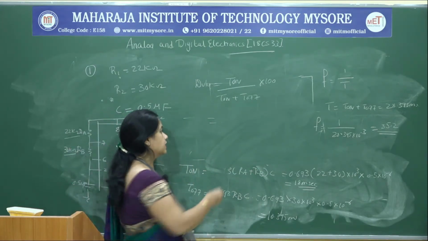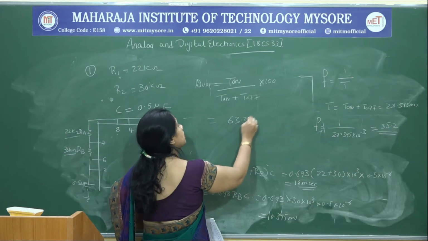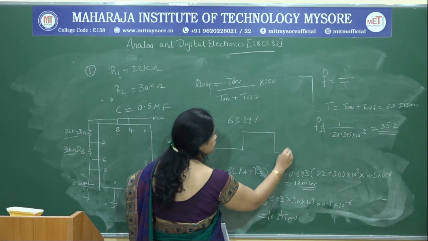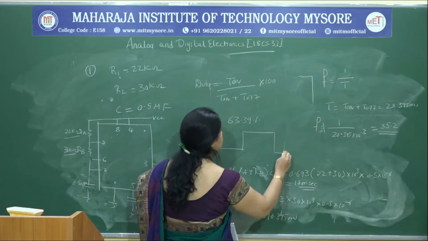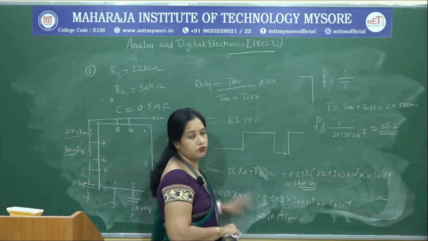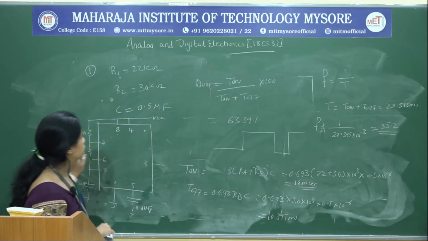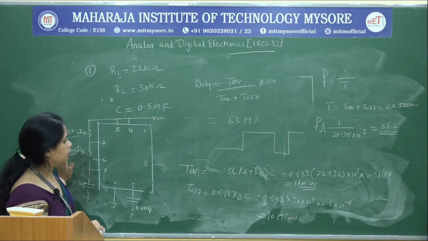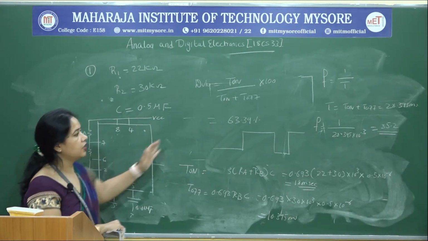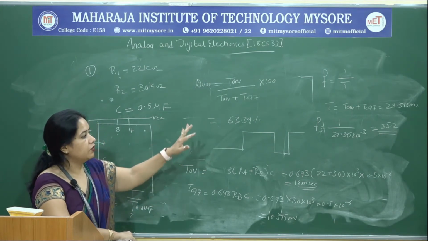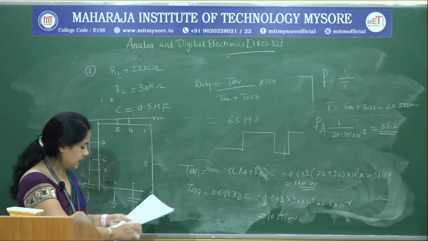So, it is going to be 63.39%. So, what it infers is 63% of the total time it is on, and remaining 37% it is off. So, this is the inference we have. For this particular problem, you are given the circuit parameters, circuit values, and you are asked to determine the on time, off time, frequency of oscillations and duty cycle.